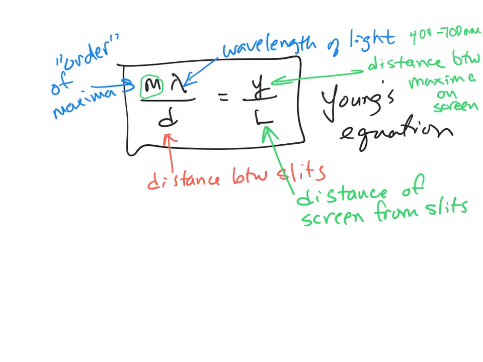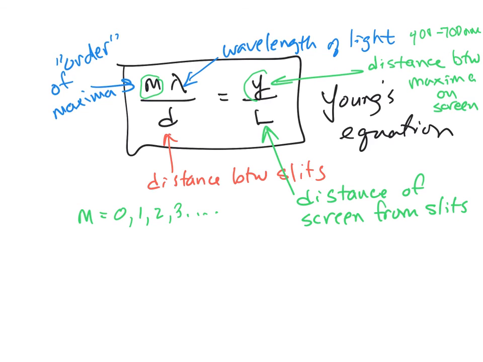So the first order maxima is the brightest. That's when m equals 1, and the difference between the slits is 1 wavelength. Actually, the brightest is the 0th. So m could be 0 or any integer multiple of that. When m is 0, that means the distance from the two sources is exactly the same. That'd be right in the middle.